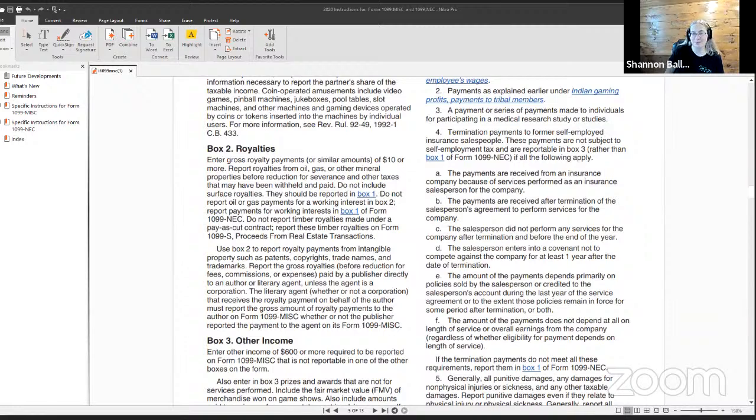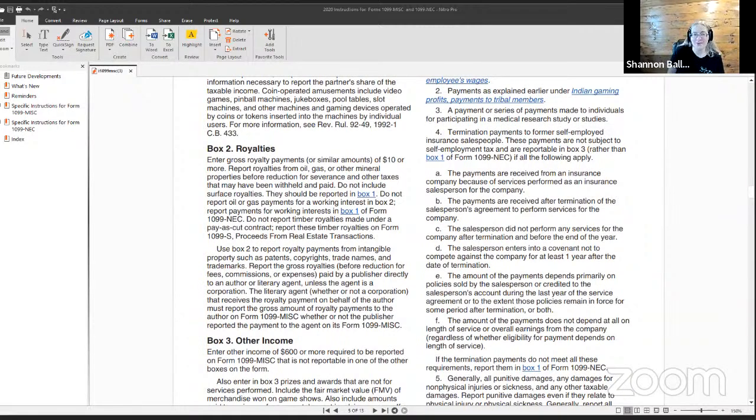Do not report timber royalties made under a pay-as-cut contract. Report the timber royalties on Form 1099-S, proceeds from real estate transactions. All right, well, that tells us a lot about what not to report and what to report in other places. And so far, the only thing that it has us reporting in box 2 royalties are royalties from oil, gas, and other mineral properties before reduction of severance and other taxes. All right, so to continue on, we're going to learn more.